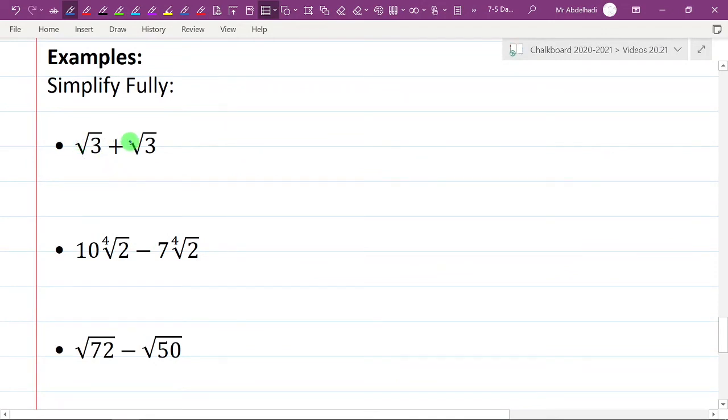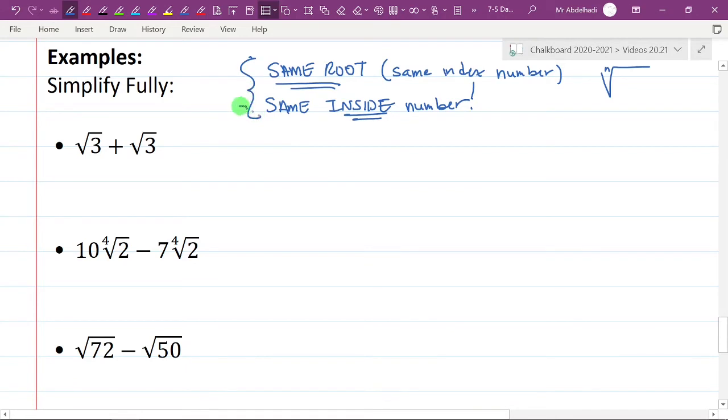meaning you can only add a square root to a square root. You can only add a cube root to a cube root. In this case, you can only add a fourth root to a fourth root. That's the first requirement. Same root, meaning the same index number. So this has to be the same for both. And this is maybe surprising, the same number has to be inside the root for you to be able to add them. So these two requirements have to both be met.